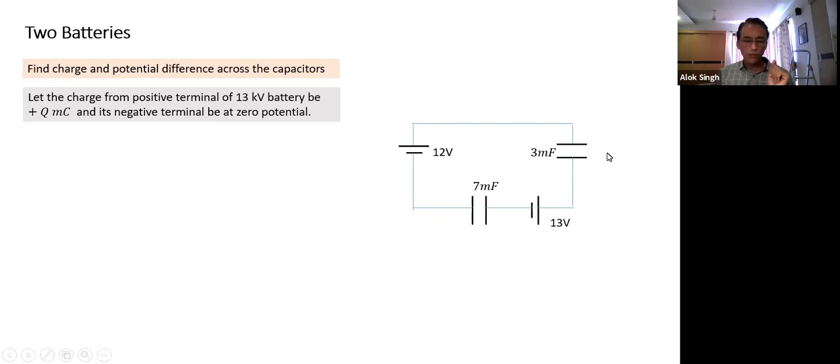Okay. So what does the battery do? From the point which is connected to the negative terminal, it transfers the charge to the side which is connected to the positive terminal. This transferred charge is Q millicoulomb. Why have I taken millicoulomb? Because capacitance is also given in terms of millifarad. So both will give a ratio in terms of voltage. And we also assume the negative terminal potential to be 0. So these are two assumptions I make. Now I'll try to solve the circuit. Let's see how we do that.